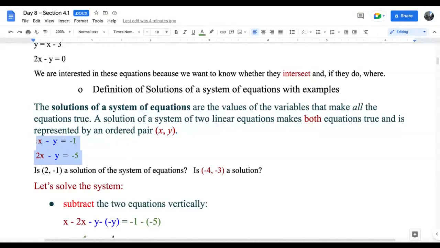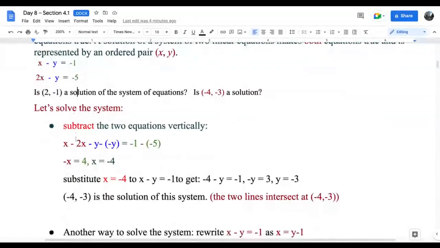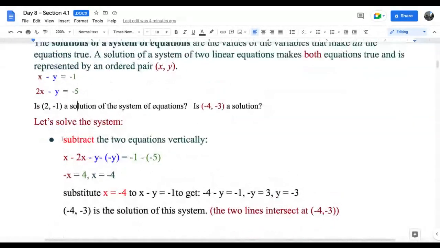Let's see this one. So we have this system of two linear equations. We wonder if the ordered pair (2, -1) is a solution of this system, right? Which means x equals 2, y equals -1. Can these two values make both equations true, to make the equal sign an equal sign? Well, let's substitute. So x minus y, we can substitute x equals 2, so 2 minus -1, that would be 3.